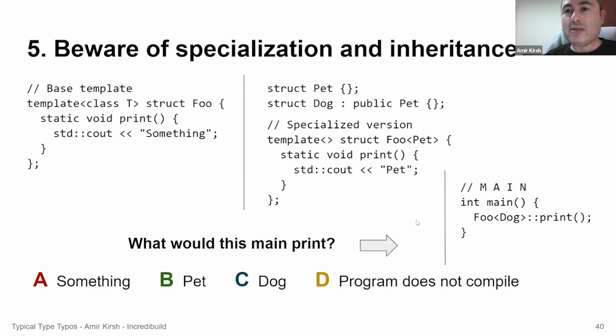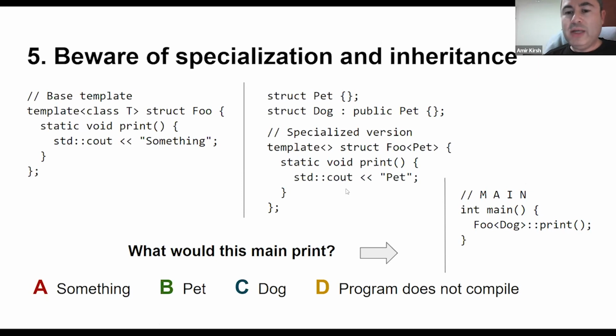This is the time to cast your vote. What should be the printout of this main? Does it compile? If it compiles, what does it print? And we will give you 10 seconds to think, to guess if you want. It is okay if you are guessing. What would be printed here in this example? 5, 4, 2, 1, and let's see your votes.